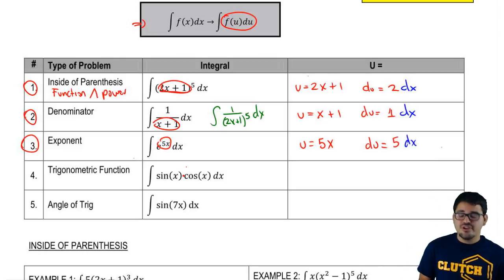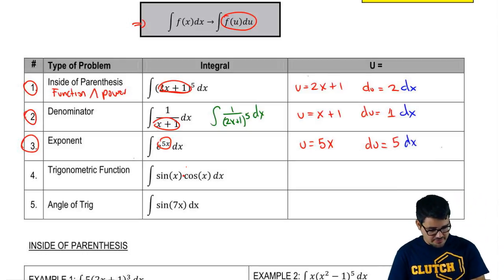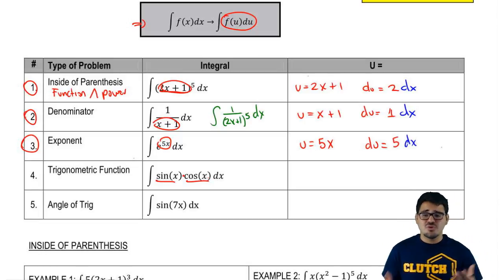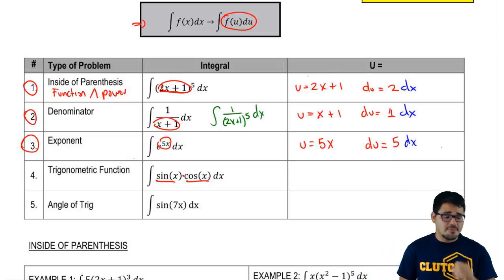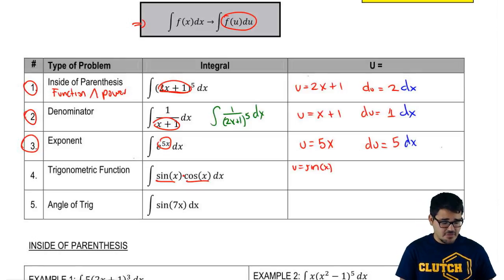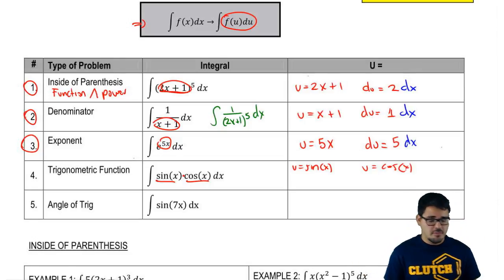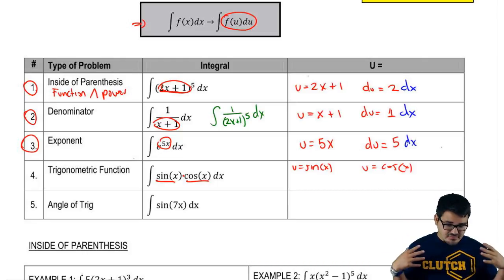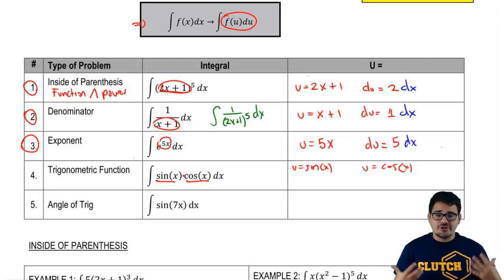So what we're going to do is pick one of the functions, whether the sine of x or cosine of x, to be our u. And in this case, it doesn't matter which one we pick. So we actually have two options for our u. Our u can be sine of x, or our u can be cosine of x. And it actually makes no difference in this problem, because the way the problem is set up, there is no difference in how you choose your actual u.